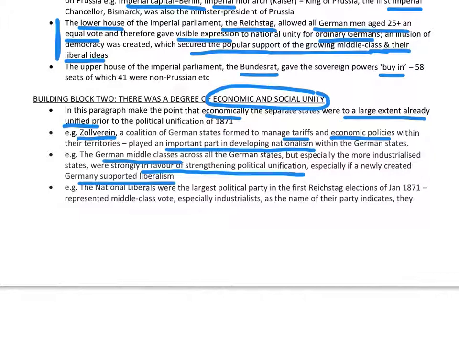And the political party in national politics of the industrialists, the wealthy middle classes, were the National Liberals. And in the elections of January 1871, they were the largest political party. So very important. And again, you'll develop knowledge of this as we move through the course. They represented the industrialists, as the name of their party indicates.